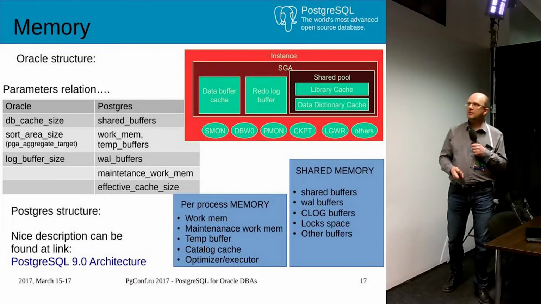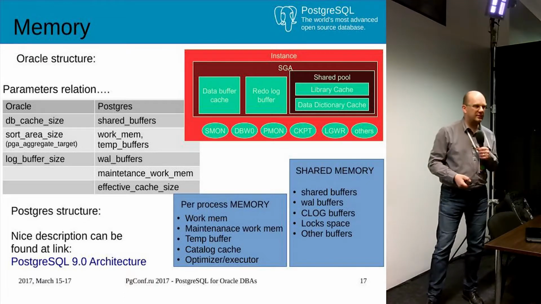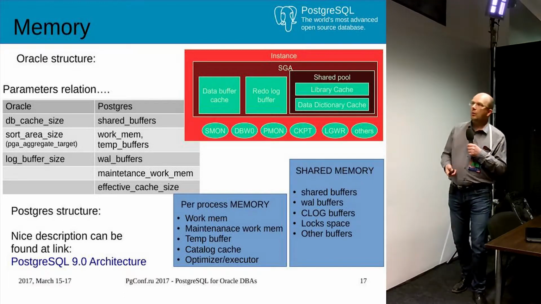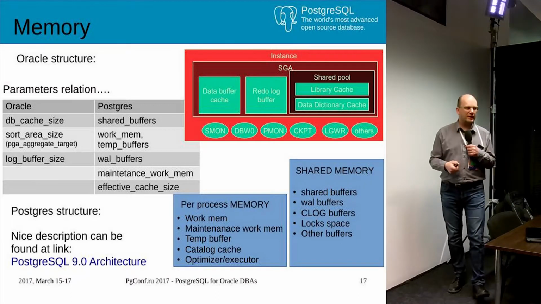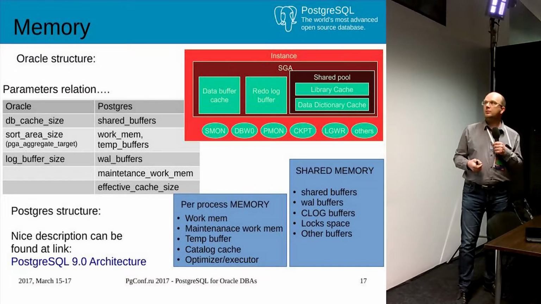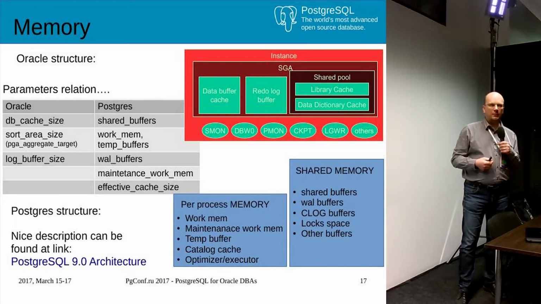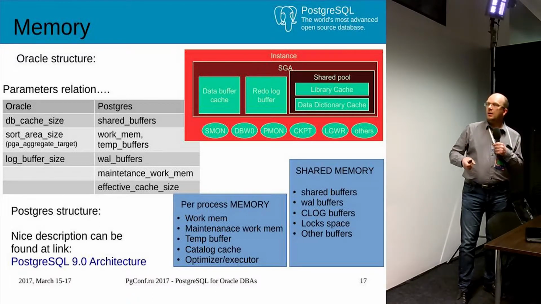Memory, not yet covered, so this is the well-known structure of the memory and the processes in Oracle. What I want to mention, DB cache size is almost what the shared buffers configuration parameter means in Postgres. So this is the amount of memory available to the pages of your data files to have in memory.